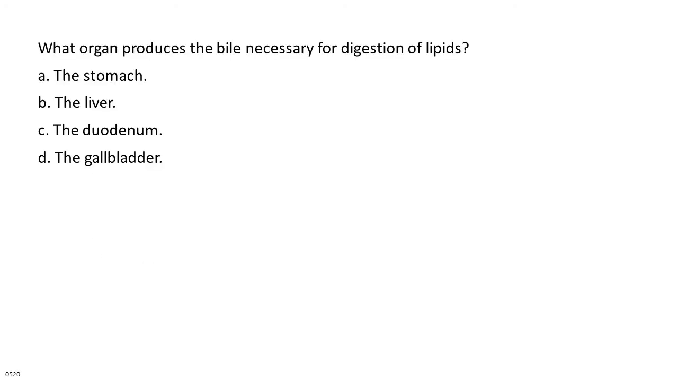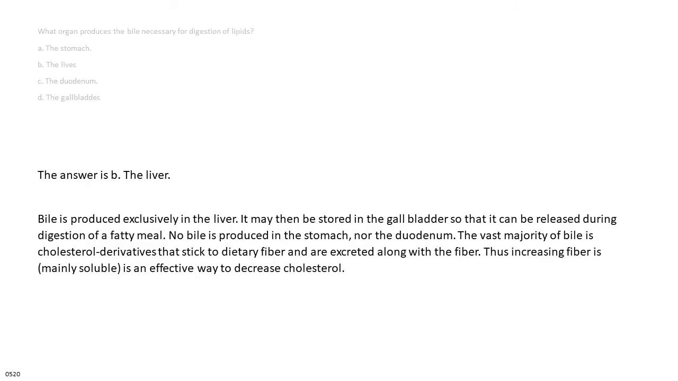What organ produces the bile necessary for digestion of lipids? A. The stomach. B. The liver. C. The duodenum. D. The gallbladder. The answer is B. The liver.